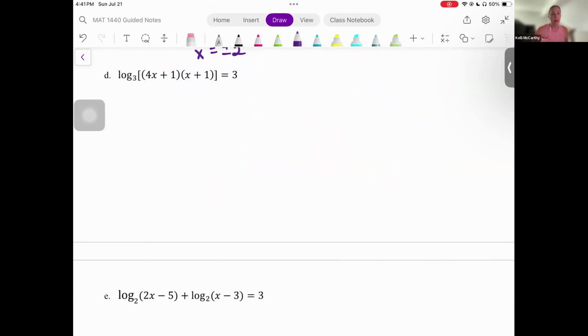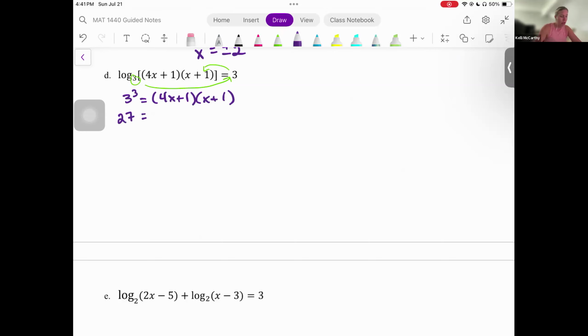Log base 3 of (4x plus 1) times (x plus 1) equals 3. We'll convert to exponential form. We have 3 cubed equals (4x plus 1) times (x plus 1). 3 cubed is 27.